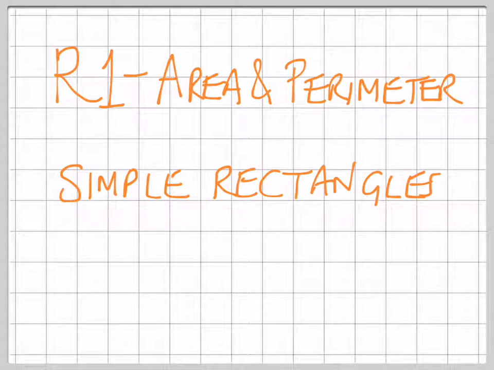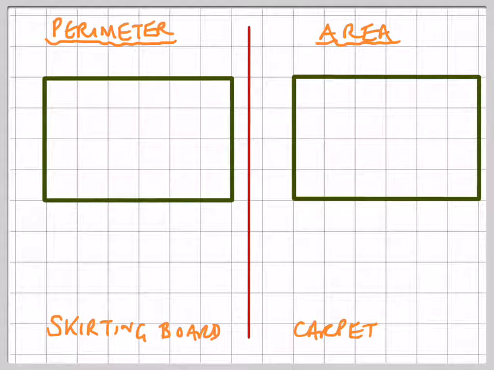In video R1 we're going to look at the basics of area and perimeter, starting with simple rectangles. Here are a couple of rectangles, they're identical. We're going to look at perimeter on the left and area on the right. The perimeter is the distance around the outside.